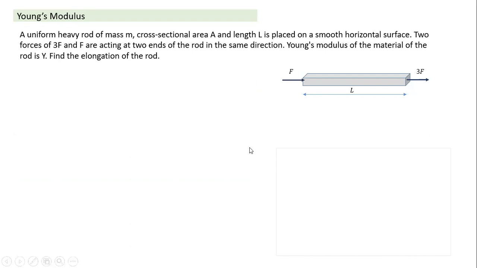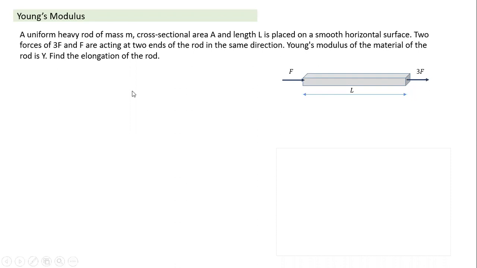Now come to the next question. This question is a little different from the previous one. What we notice here is that the front end is being pulled with a force of 3F through some mechanism, and it is also being pushed from the rear end. The front end force is pulling in nature, like tension, and the rear force is trying to compress the rear part. So one side force is tensile in nature, the other side force is compressive in nature.